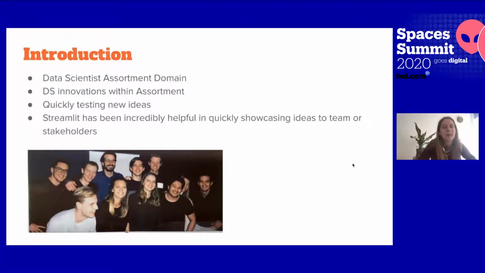So first, a little bit about me. I'm Marloes. I'm a data scientist in the assortment domain, and I've been there for about 1.5 years now. In my team, we work on a lot of new data science innovations within assortment. This means that we quickly want to test new ideas and iterate on them. And Streamlit has been incredibly helpful in quickly showcasing ideas to the team and also to stakeholders. So that's why I really wanted to do this talk and show you how it can also be beneficial to you.